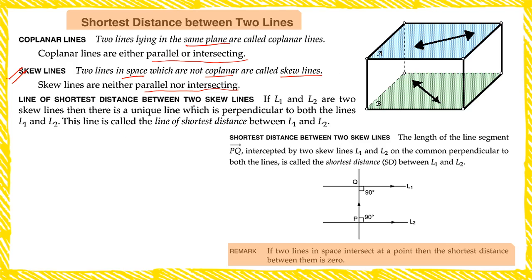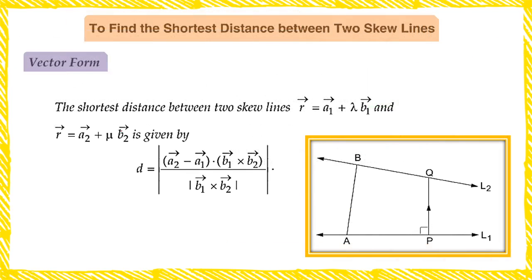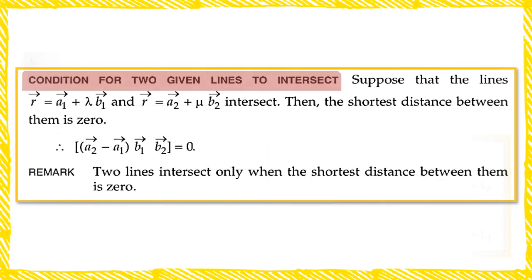So, the line of shortest distance between two skew lines. If we have to find the shortest distance between two skew lines, see what the formula is. In vector form, let's say this is the first line and this is the second line. These are the standard forms. So the shortest distance will be (A2 minus A1) dot (B1 cross B2), upon the magnitude of this cross product. So that's how we are going to find the shortest distance.